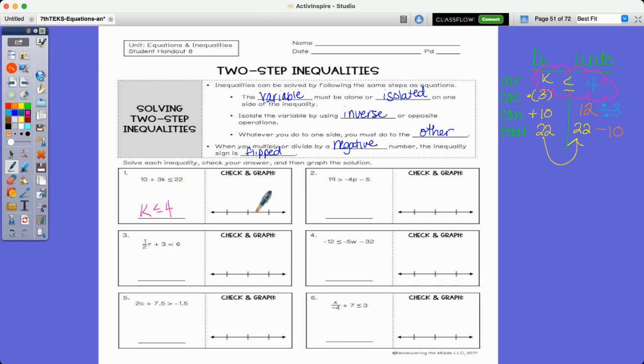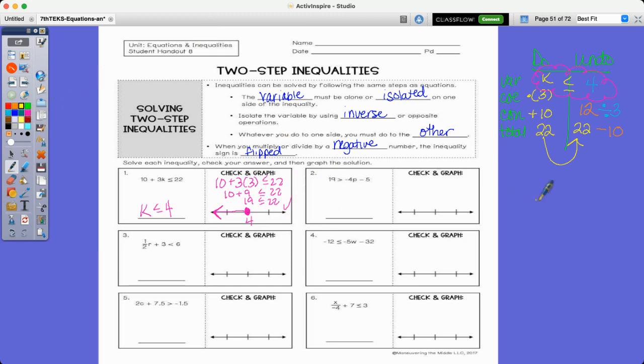And we're going to check it and graph it. So I'm going to put my 4 right here. I'm going to close my dot. And it's less than or equal to, so I'm drawing it this direction. How do I check it? Well, I choose a number that is less than 4. What's the easiest number less than 4? I'm going to use 3. So 10 plus 9 is less than or equal to 22. Is 19 less than or equal to 22? Yes, indeed. It checks, it graphs. We are good to go.